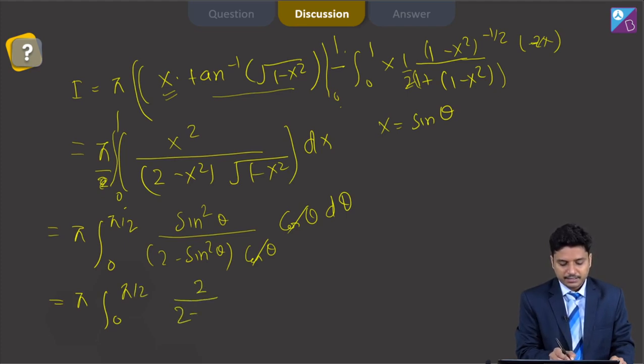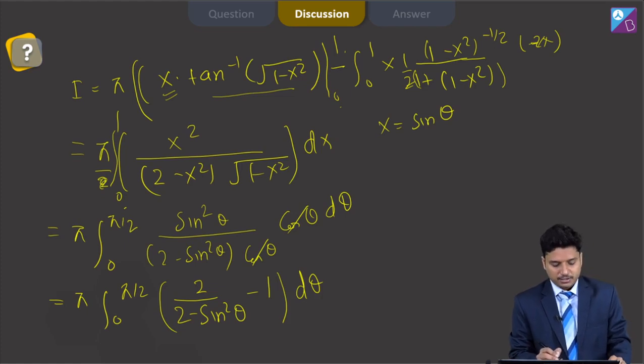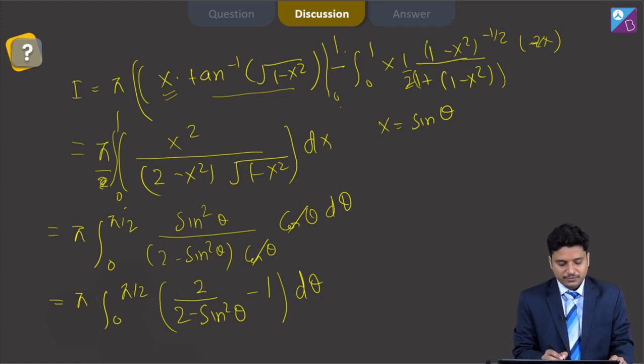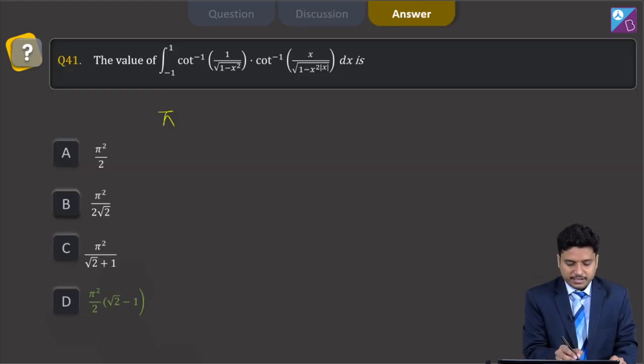This thing can be written as 2 by 2 minus sine square theta minus 1. The sine square theta upon 2 minus sine square theta can also be written like this, right? And d theta is already there. So now this minus 1 can easily be integrated, that is obviously pi by 2, and now you have to basically focus on this term 2 upon 2 minus sine square theta. So I am trying to integrate it in the next slide.